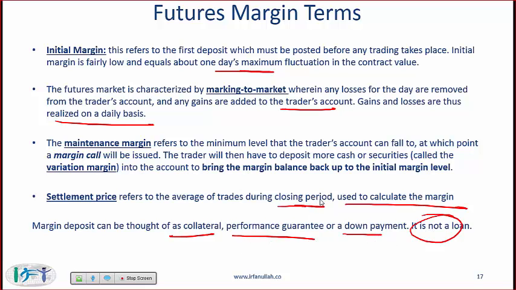And this is another possible question where you might get something that says a margin deposit can least likely be considered collateral, down payment, or loan. And given that it's a least likely, the correct answer would be loan.